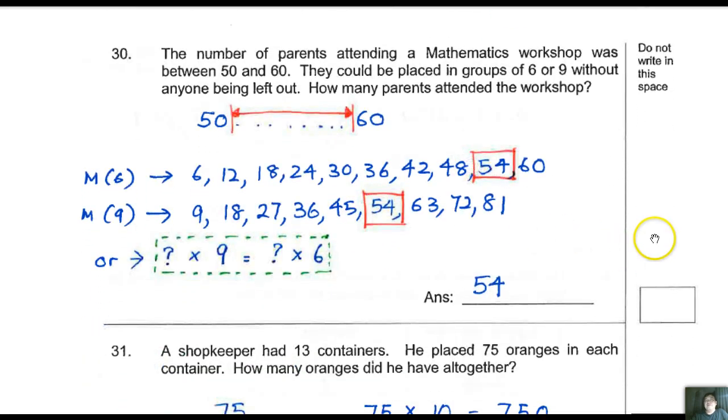Okay, the number of parents attending the mathematics workshop was between 50 and 60. You must have this in mind, that the number has got to be 51 onwards to 59. Other than that, no. Right, so they could be placed in a group of 6 or 9 without anyone being left out. Right, you can put them into groups of 6 or 9. Okay, there's no remainder. How many parents attended the workshop?